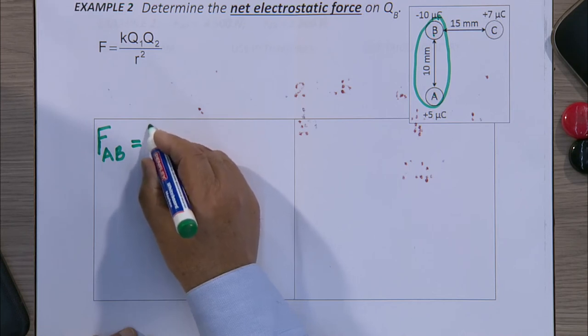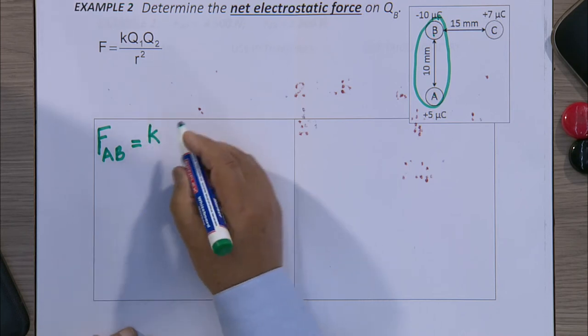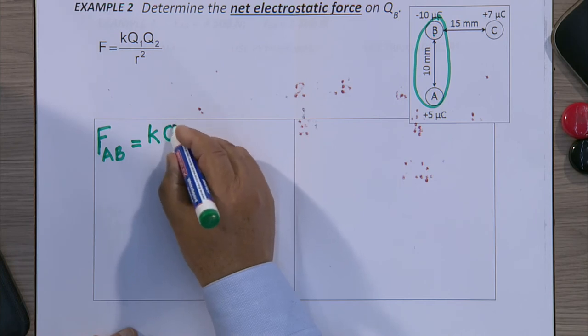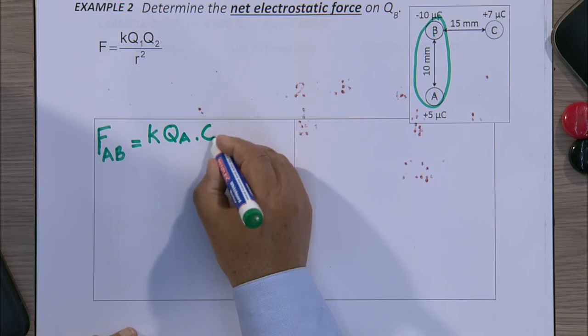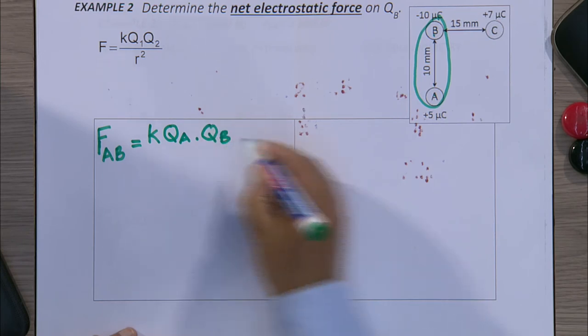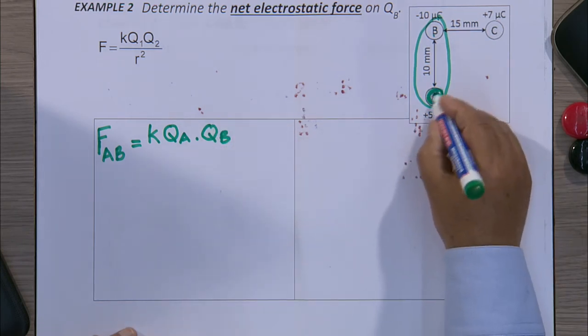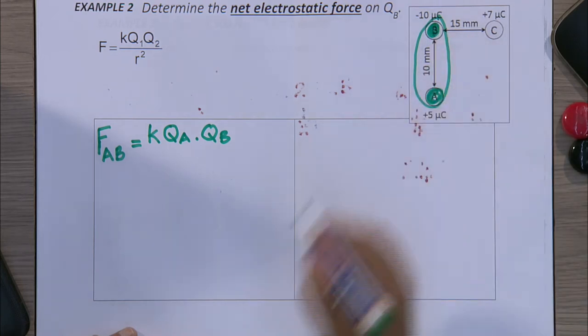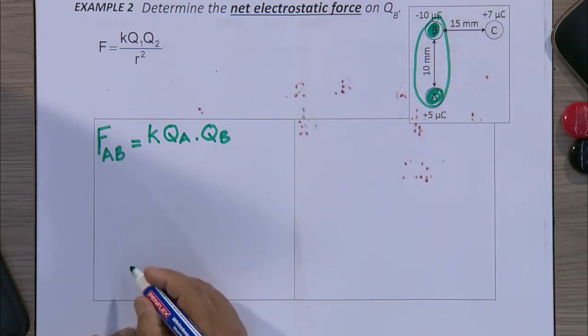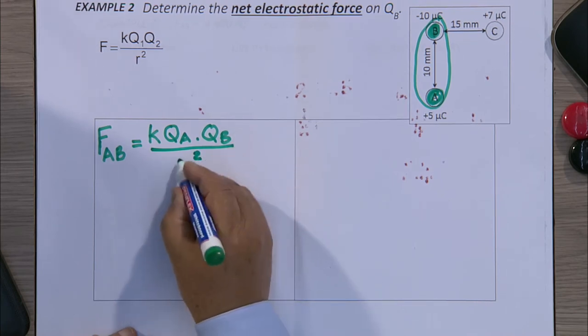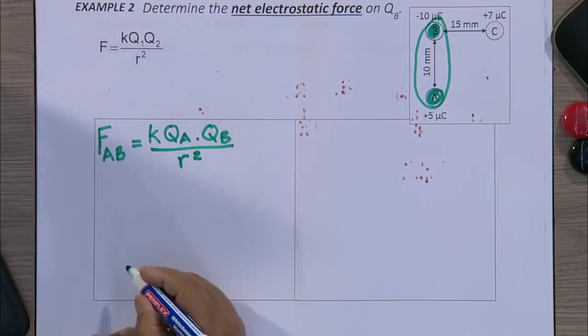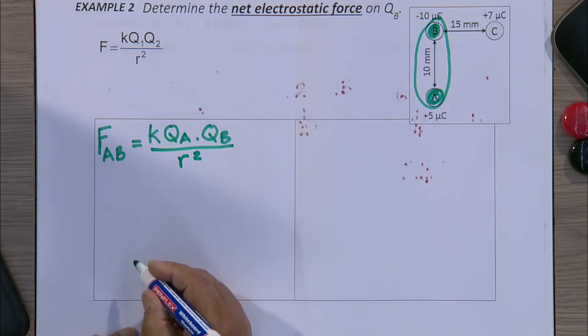We have our constant, and then we have charge A and charge B. So it's charge A's influence on charge B. So we're going to do the horizontal version first. And we divide that by the square of the distance between the centers. And so how do we get this?